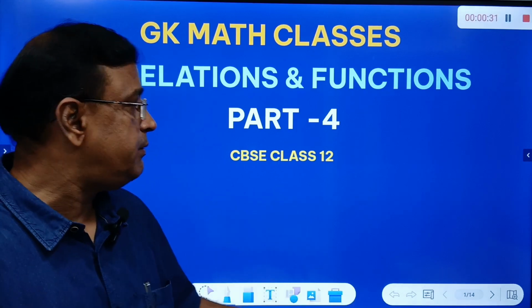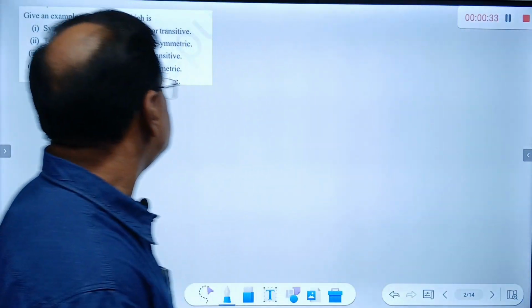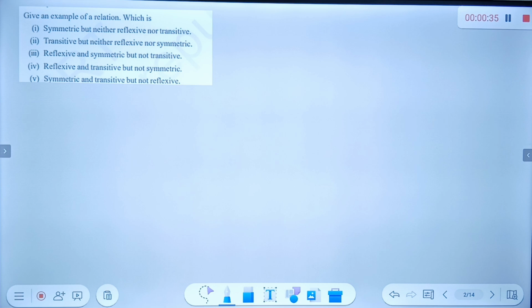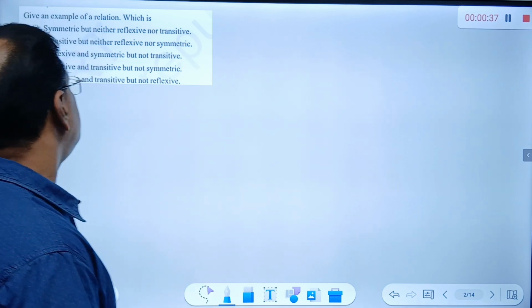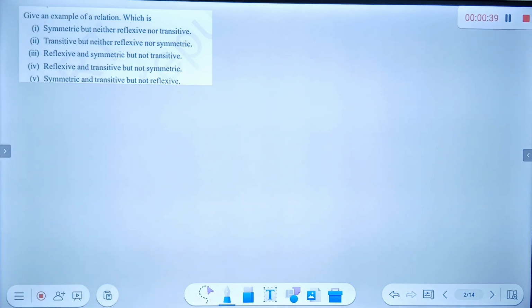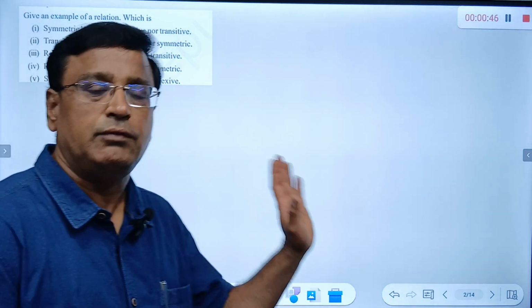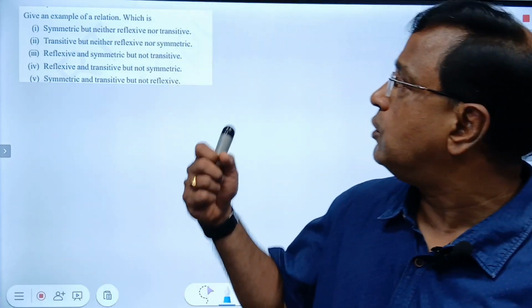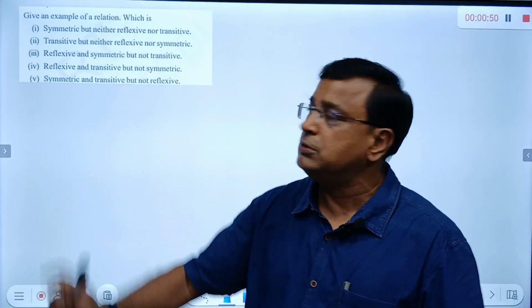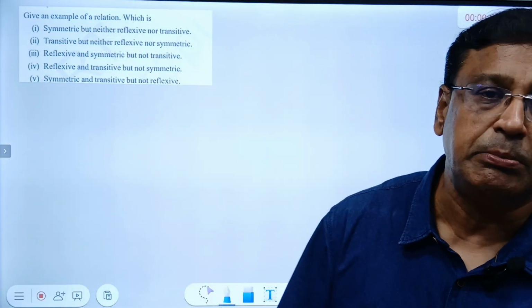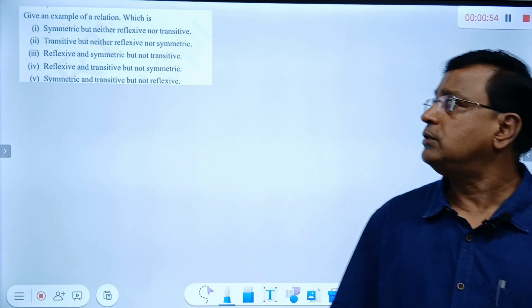Okay, so we'll straight away get into the problem. The first question is: give an example of a relation which is symmetric but neither reflexive nor transitive, transitive but neither reflexive nor symmetric, and so on. There are 5 subdivisions in that. So we have to do this problem. It's a very important question. Not all the subdivisions will be asked; maybe 1 or 2 subdivisions can be asked for 1 mark, or it can be asked for 2 marks.